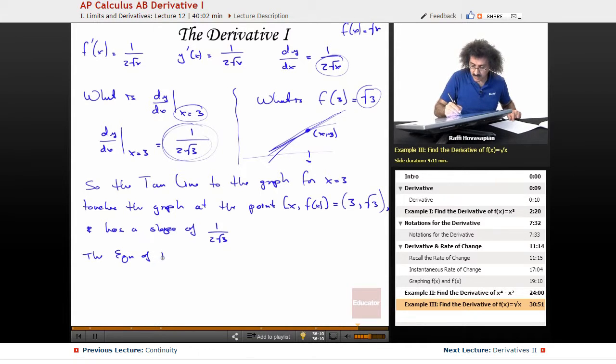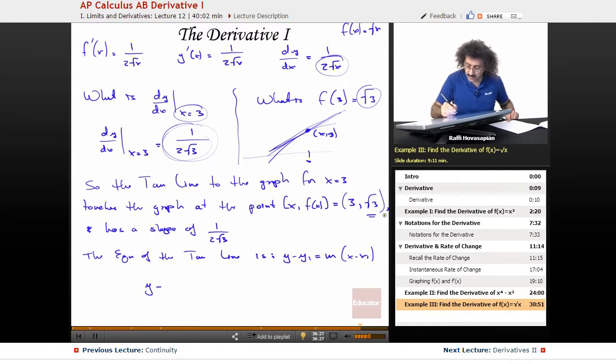The equation of the tangent line is, well, we know that it's y minus y1 equals m times x minus x1. So here it's going to be y minus y1, which is rad 3, equals the slope, which is 1 over 2 rad 3, times x minus 3. That's it.